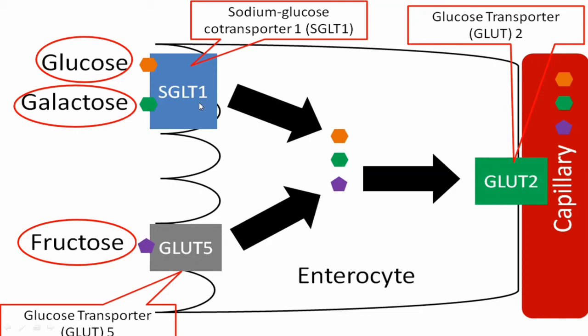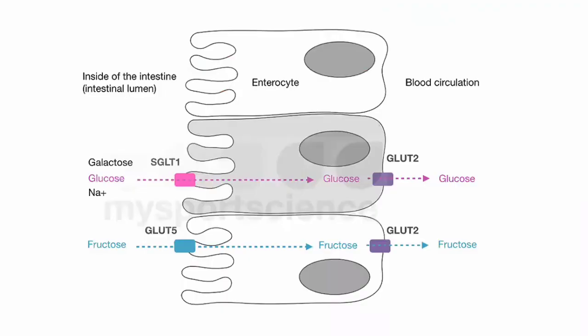For glucose and galactose the transporter involved is the sodium glucose transporter 1, and for fructose it is the glucose transporter 5. They enter into the intestinal epithelial cells known as enterocytes, and from here there is the common glucose transporter 2, through which all three monosaccharides, glucose, galactose and fructose, can pass and enter into the blood capillaries. From these capillaries they will be carried to the liver, where the metabolism of these monosaccharides will take place to perform different functions and to fulfill the needs of the body.